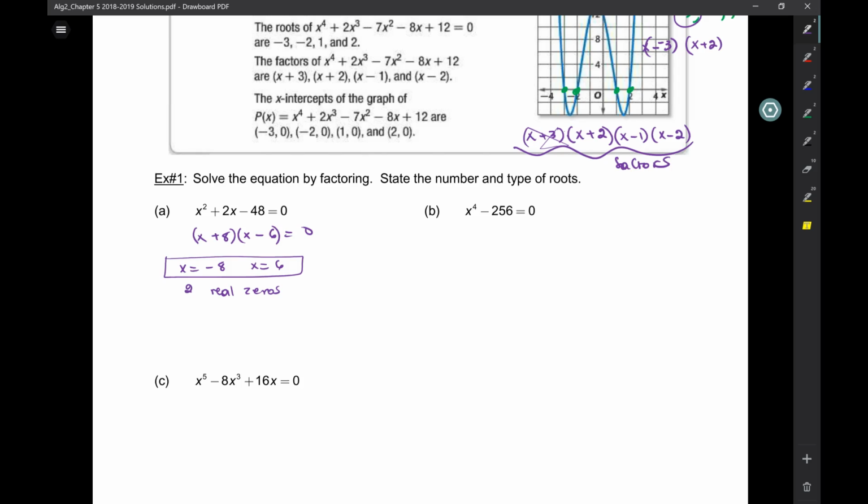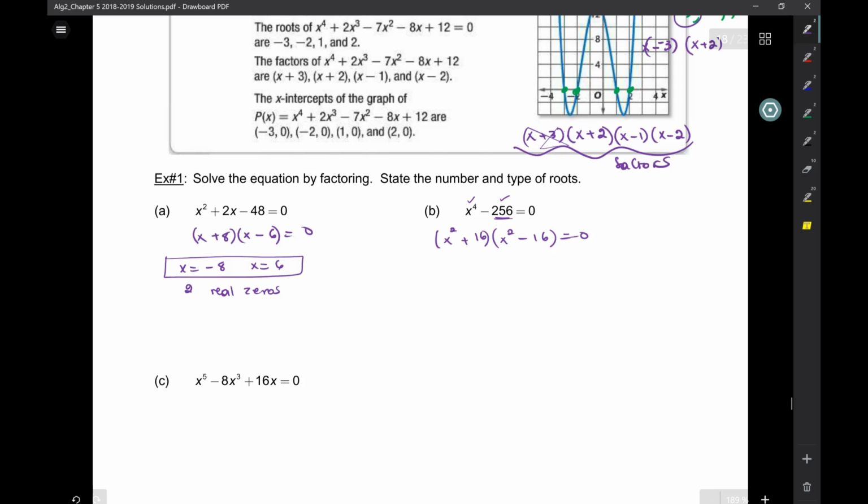Now, what about this one? It says to solve by factoring. And I know you could take the 256 to the other side and take a root, blah, blah, blah. But if it says by factoring, we have to do it by factoring. All right. Perfect square, perfect square. So I can factor this way. x squared. What's the square root of 256? 16. Good. 16 plus minus.